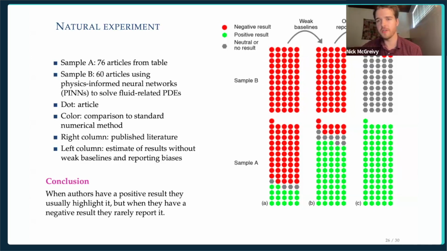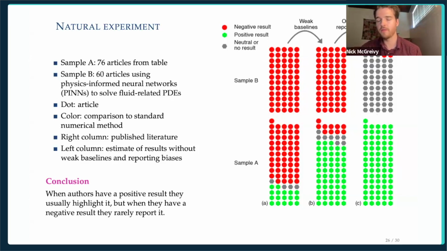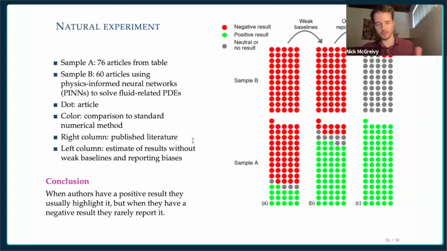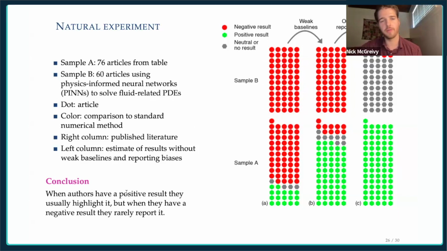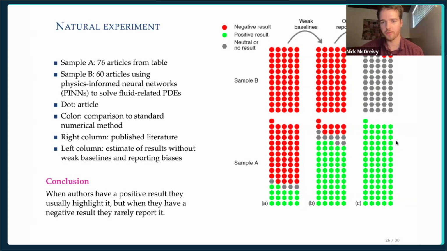baseline. But what we see is that in the literature, most of those papers do not report the runtime of the standard numerical method, even though they use the standard numerical method to generate the data. What's going on here due to these two issues is that the issues are causing the scientific literature to be skewed towards positivity. So the conclusion here is that when authors have a positive result, they usually highlight it, but when they have a negative result, they rarely report it. That's consistent with what we're seeing. And that's skewing the literature towards positivity.